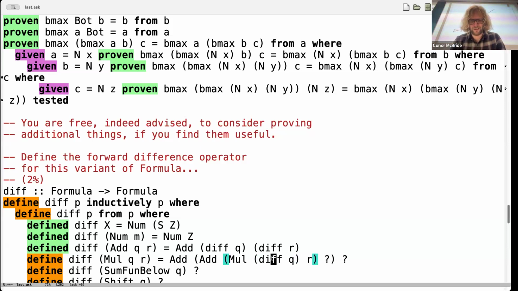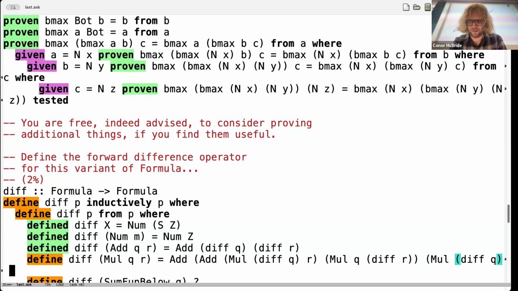Okay, so that was diff of Q times R. And then I wanted another multiplication of diff, well, Q times diff of R, I suppose. These are the things you usually expect, but there's a third term, which was a mul of diff of Q and diff of R.